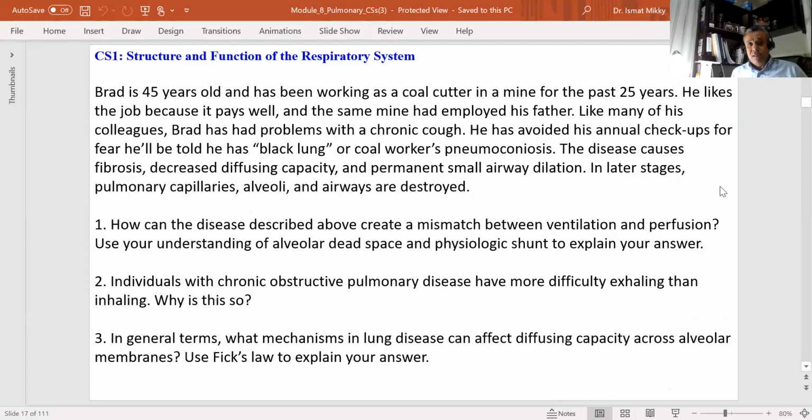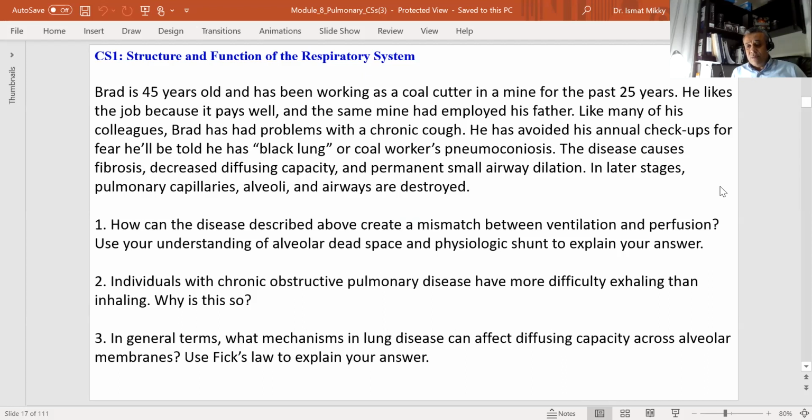So the first case study here is about the structure and function of the pulmonary respiratory system. In this case study, I'm going to answer the 3 questions presented here. The first question: how can the disease described above create a mismatch between ventilation and perfusion?